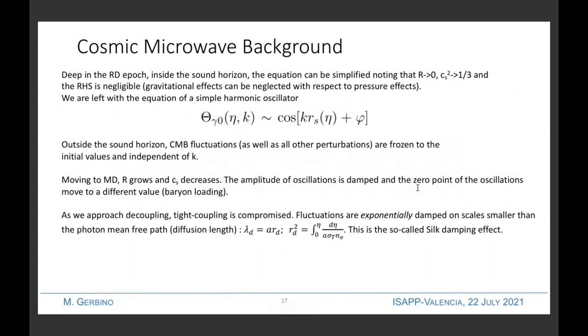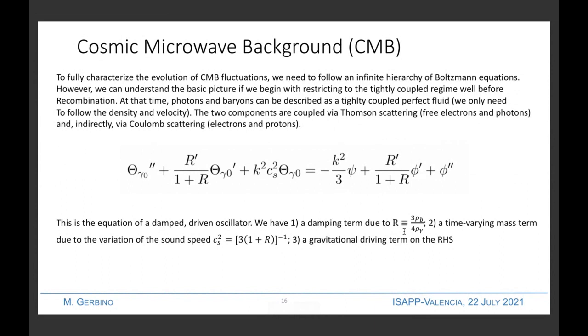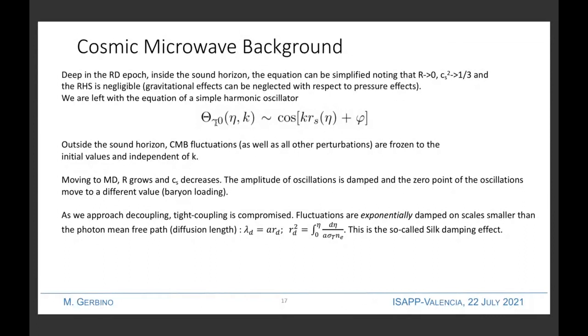If photons dominate over baryons, we can also neglect the effect of R, and therefore we are left with the equation of a simple harmonic oscillator. We know the solution to the simple harmonic oscillator, which is the acoustic waves expressed here. So the monopole term is evolving as the cosine of k times the sound horizon, the size of the acoustic horizon, plus a phase which inflation predicts to be independent of the scale factor.